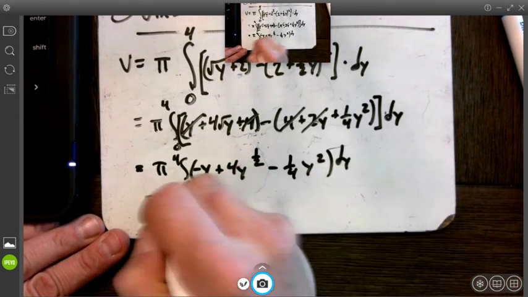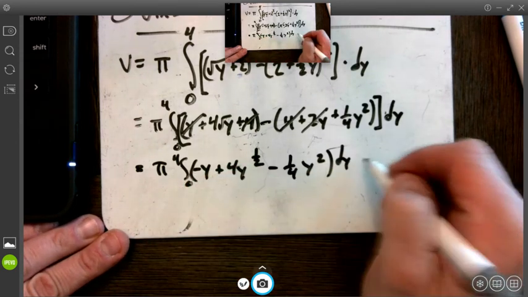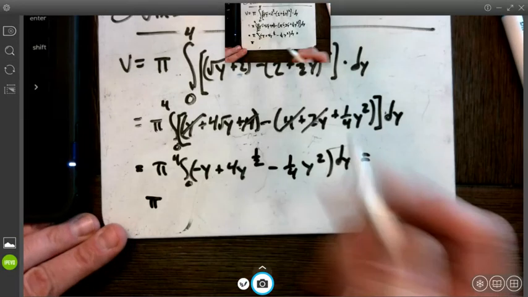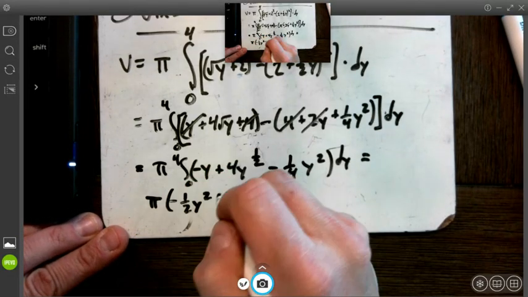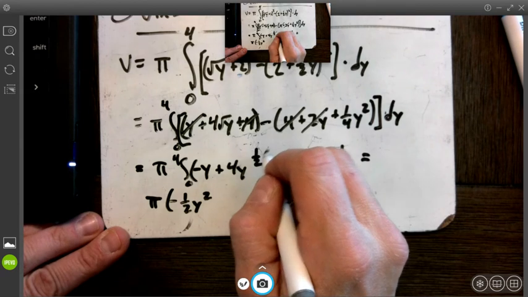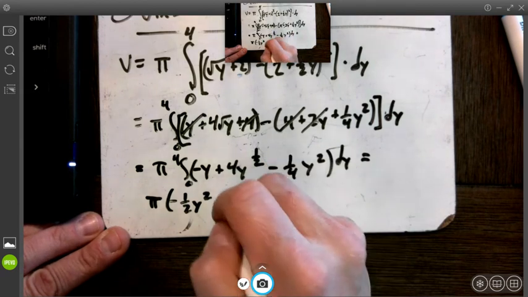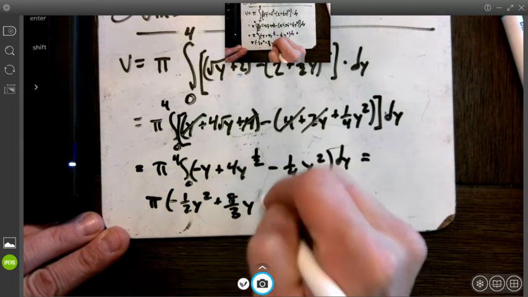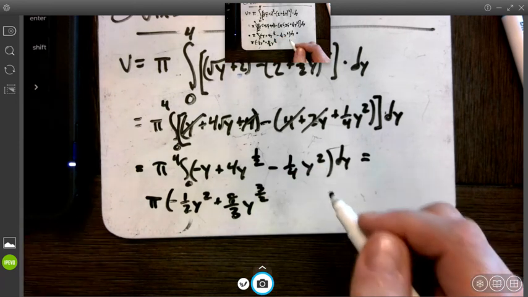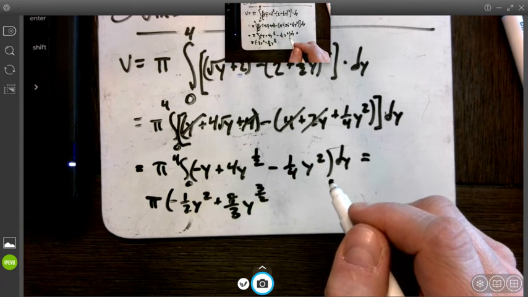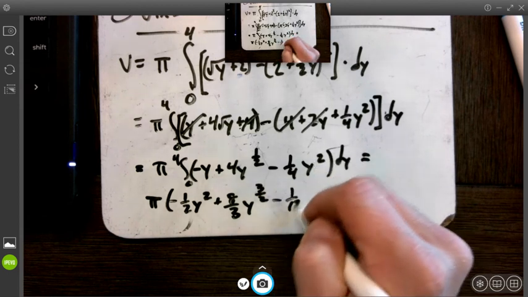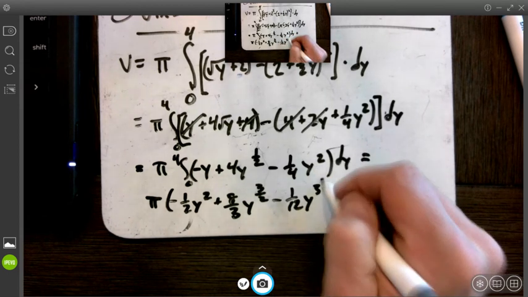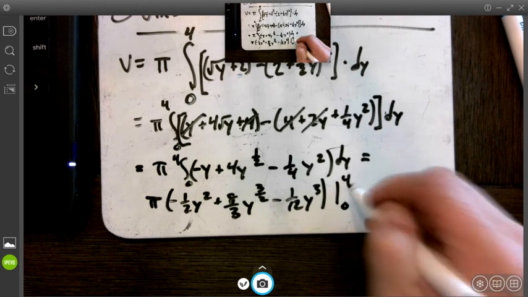We just got to integrate. So hopefully I can squeeze this on this paper. I have negative 1/2 y squared. What's that going to be? 3/2. So plus 8/3 y to the 3/2. What am I doing here? Oh, yeah. Let's see. Minus a 12th y cubed from 0 to 4.